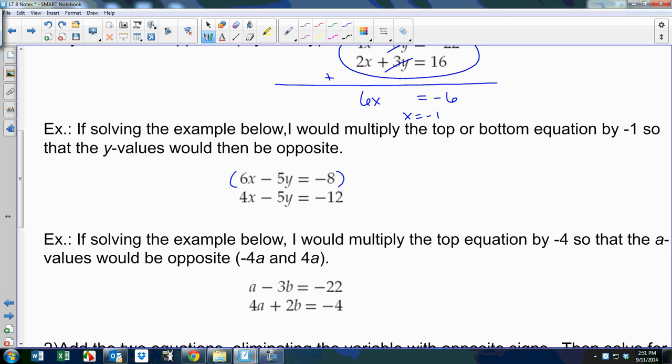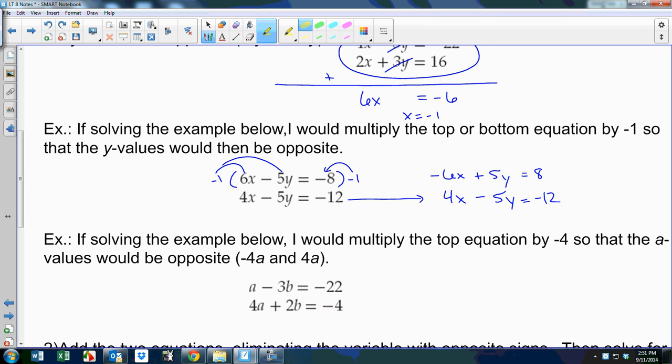But I was saying we could either multiply the top equation by negative 1 or the bottom, both sides, so that when you multiply negative 1 times 6x, you get negative 6x. Negative 1 times negative 5y makes positive 5y. Negative 1 times negative 8 makes positive 8. We won't change the second equation, 4x minus 5y equals negative 12. For this reason, we now have a positive 5y and a negative 5y, what we're looking for, so that if we add these two equations, the y's will cancel.